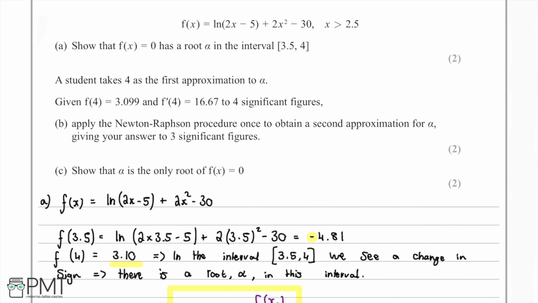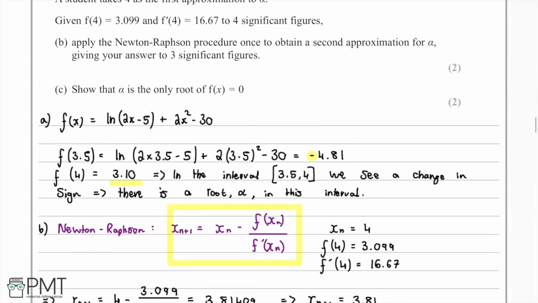Now we're going to take a look back and see where the marks were on offer. Part A, where we had to show that there was a root between 3.5 and 4, was worth 2 marks. We received our first mark for calculating f of 3.5 and f of 4. And then we received our second mark for knowing that a change in the sign results in there being a root in this interval.